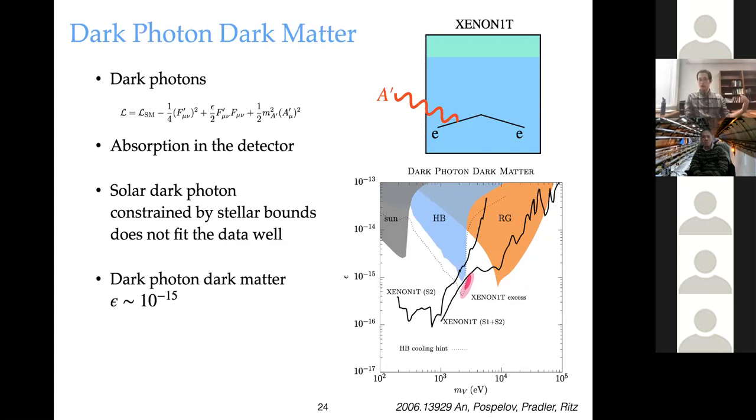So the dark photon dark matter moves into the detector and is absorbed by an electron. If you want to use solar dark photons, this is already ruled out or doesn't fit the data quite well. But if you use dark photon dark matter, the contour here seems consistent with other bounds and can explain the Xenon one-ton excess reasonably well.